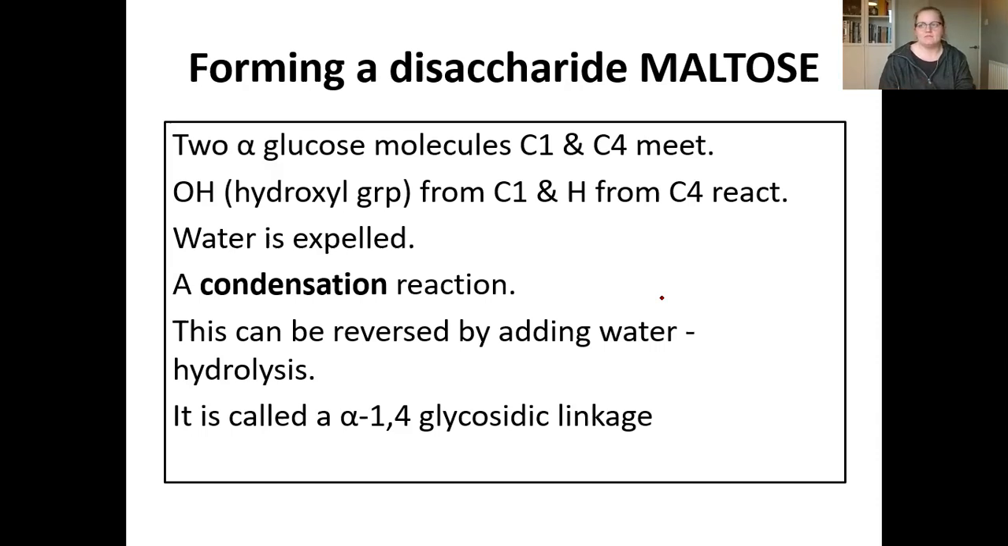We can reverse this just by adding water. If we add water to maltose, a hydrolysis reaction will happen. It will break at the 1,4 glycosidic bond, and then we'll have two molecules of glucose present. So these are all reversible reactions, and we officially call it an alpha 1,4 glycosidic bond because it's formed from two alpha glucose molecules.